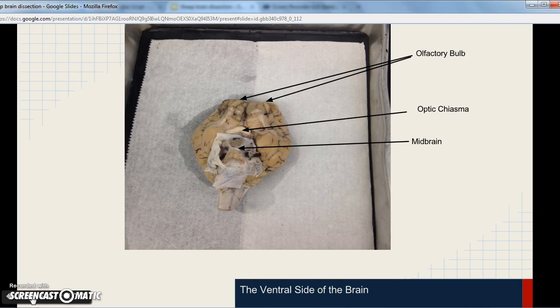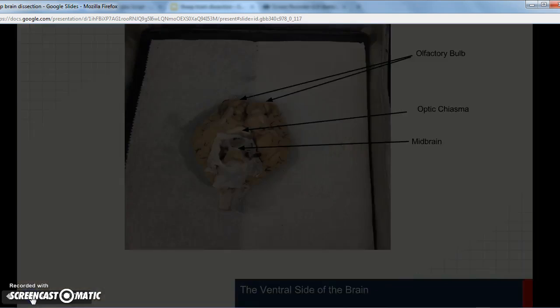This is the brain ventral side up. The olfactory bulb works with the olfactory nerves and sends information all throughout the brain. The optic chiasma is a crucial part of vision for the sheep, and it makes an X shape by the crossover of the right and left optic nerves. The midbrain is just the middle of the brain, and it has no purpose.